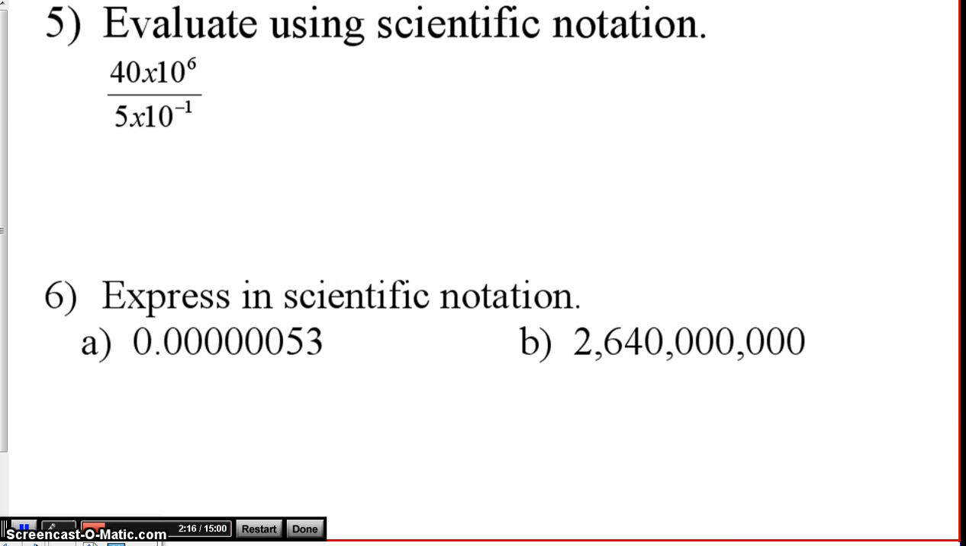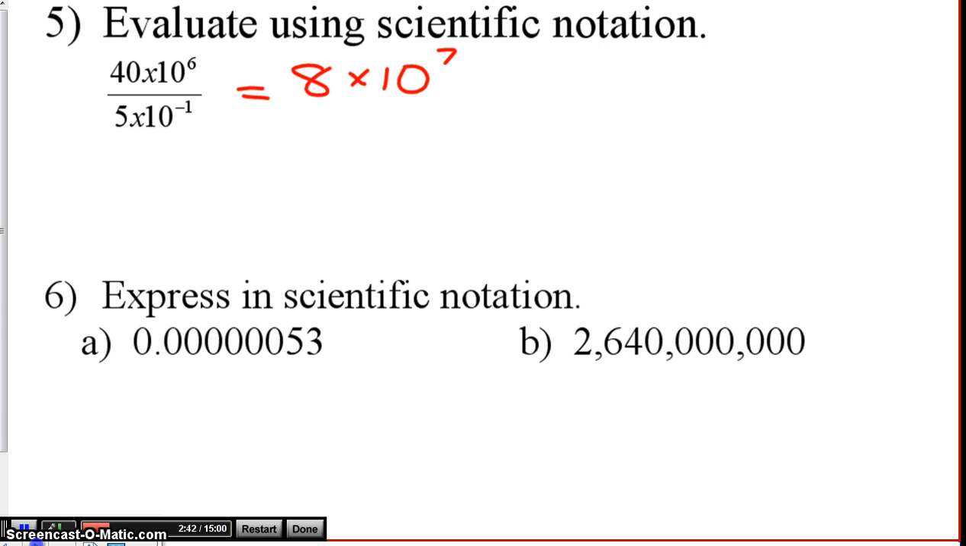Moving on, evaluate using scientific notation. Again, we have our fraction to reduce. 40 divided by 5 gives us 8. And then 10 to the 6th and 10 to the -1 are a common base. So we bring that -1 power up to the numerator to get 8 times 10 to the +7th power.